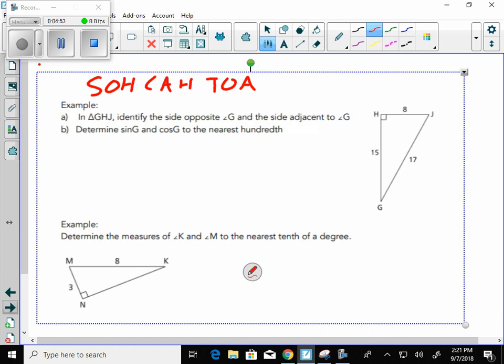All right, so if we're looking here at angle G, which side is opposite to angle G? 8. Thank you, Sam. Now, without blurting it out, what side is adjacent? Right, 15. That's adjacent. 17, it's the longest side. It's also opposite the 90-degree angle, so it's the hypotenuse.